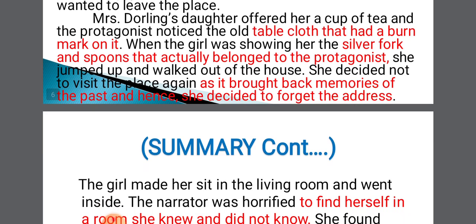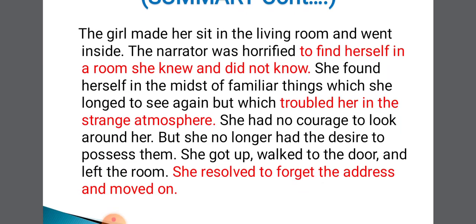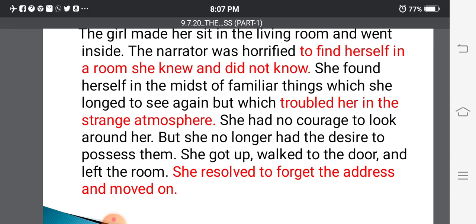So this is the overall summary of the lesson. Now finally a little bit of explanation of the last part. The girl made her sit, that we already have seen, to find herself in the room she knew and didn't know. This is important to know, that she was there in a room that she knew but actually didn't know. Why she knew? Because all those belongings were known to her, and she didn't know because the home, the way it had been arranged in a tasteless manner, was really not known to her, and she didn't like that actually.